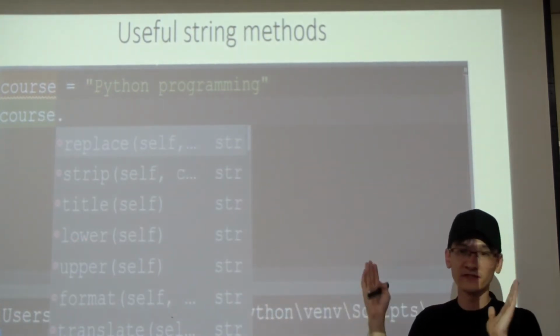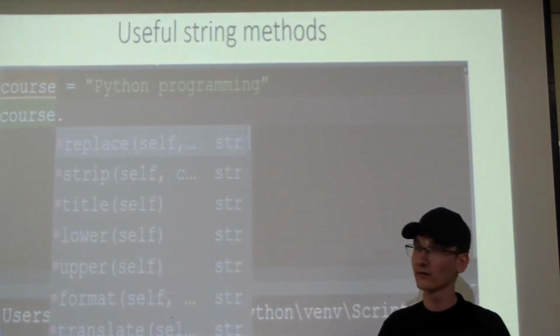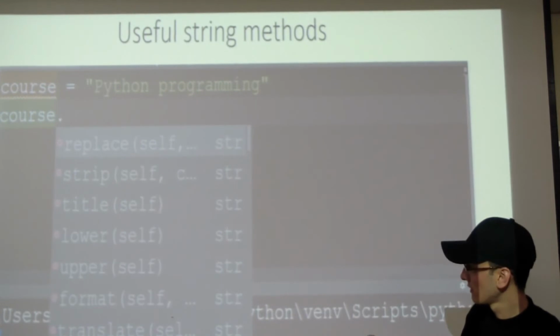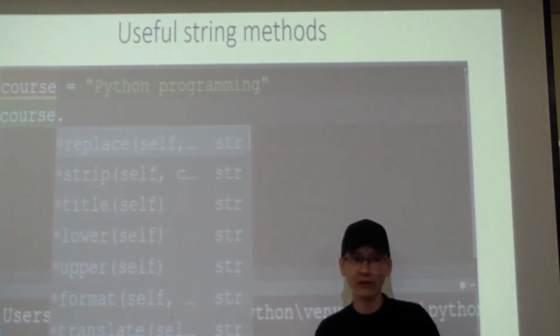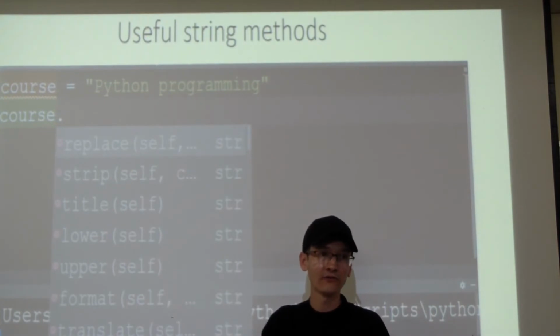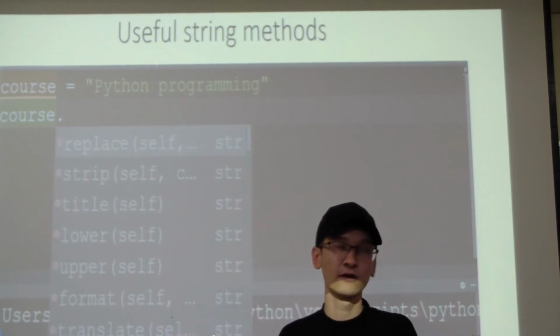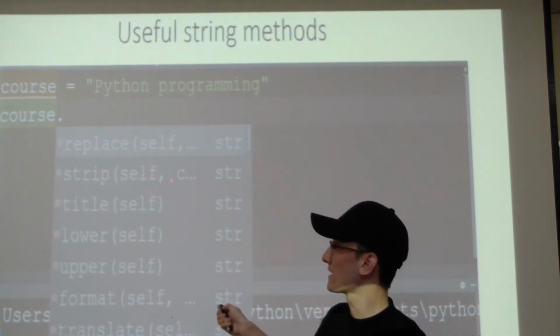strip. It will remove spaces. Replace, you can replace, and others. So, what does it mean? If you put a dot, you can use this kind of functions. It will help you when working with strings.